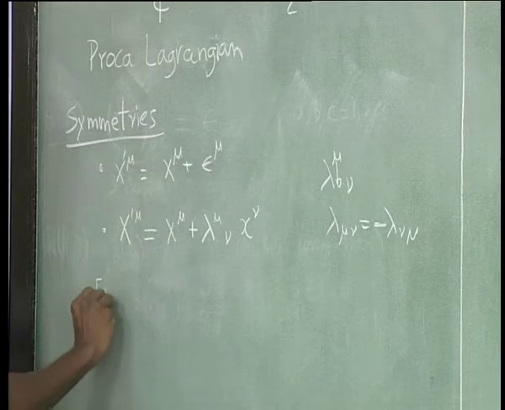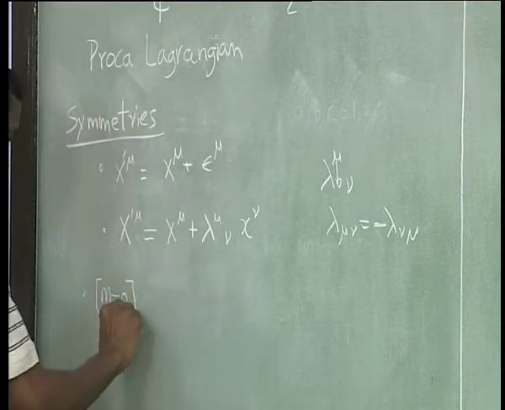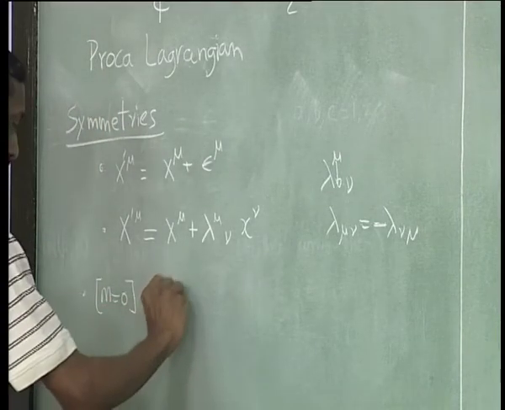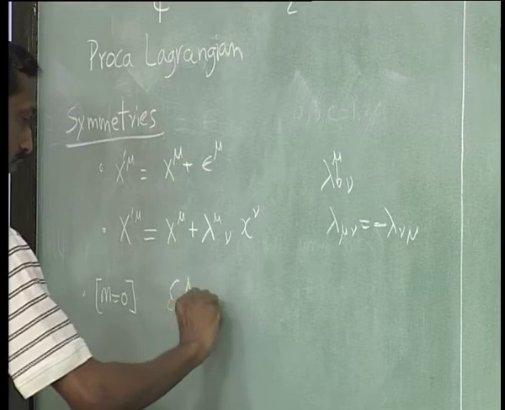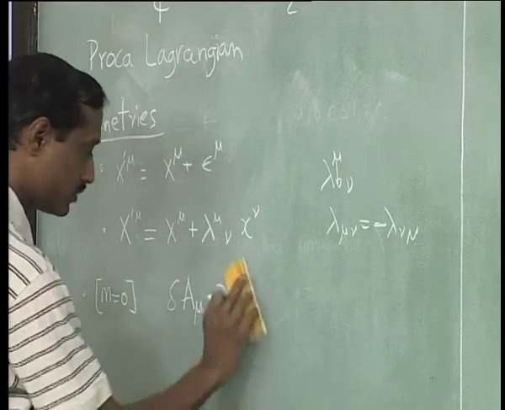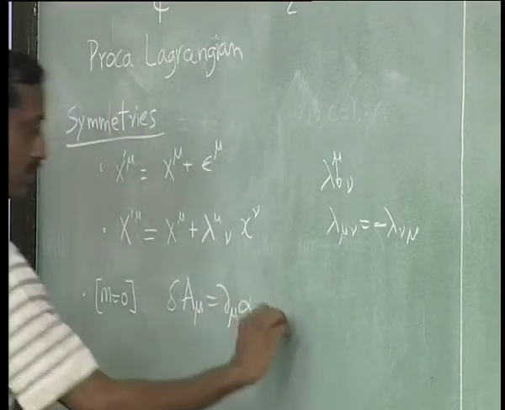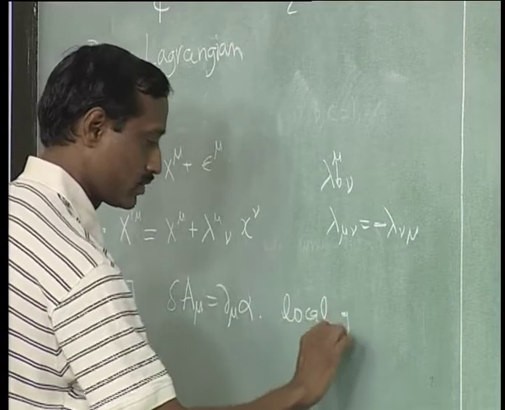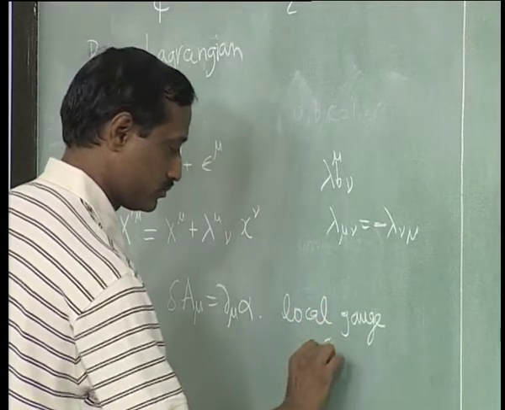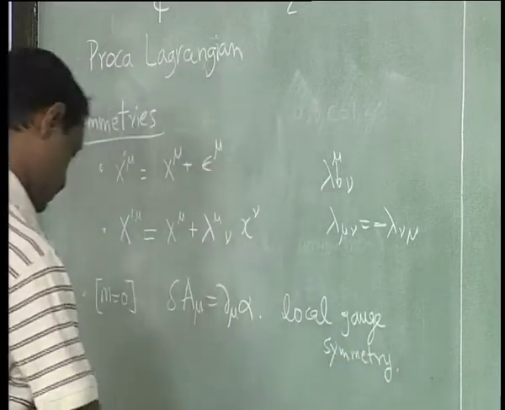And the last symmetry occurs only when m is equal to 0, and that is just the usual gauge symmetry. I think I use alpha or something, but it does not matter. Okay, so this is local gauge symmetry.